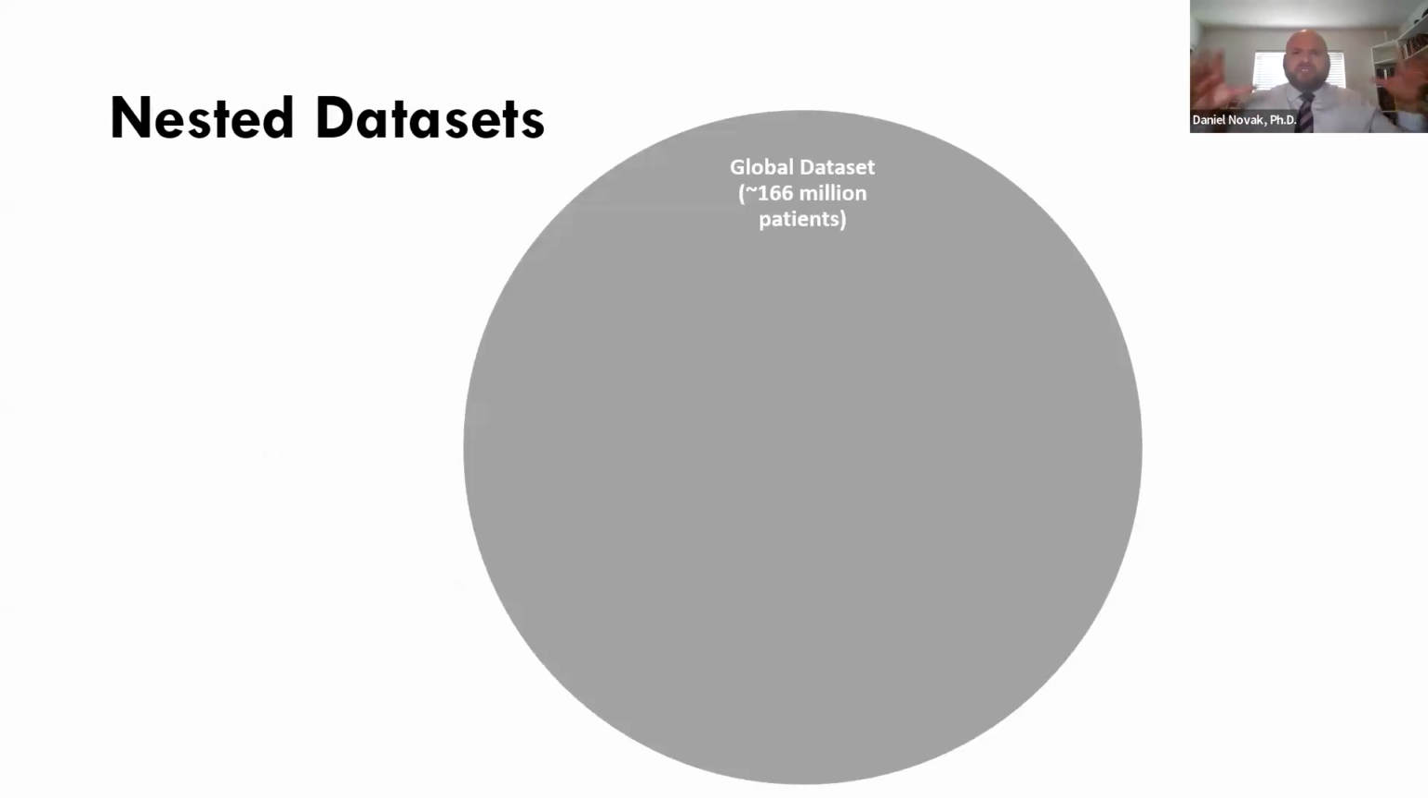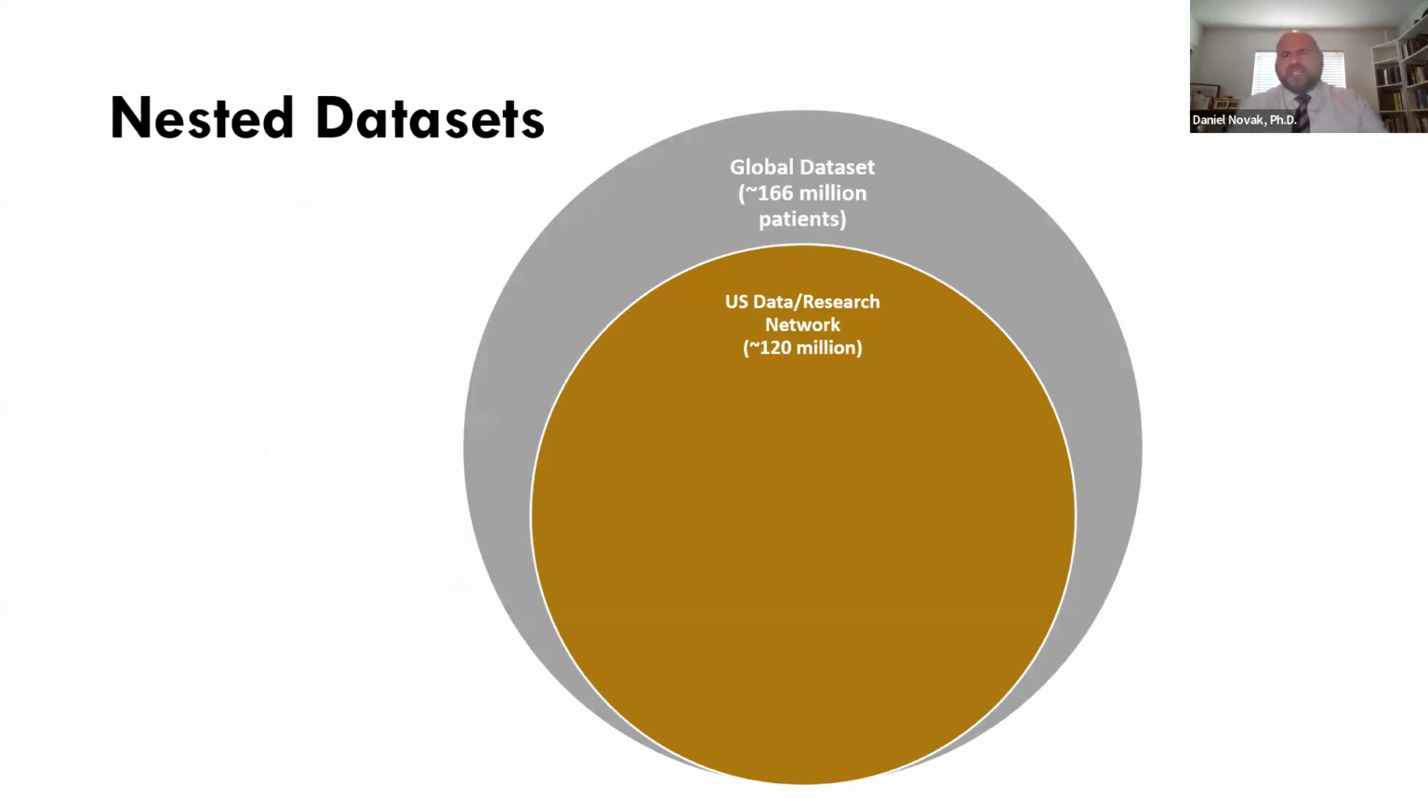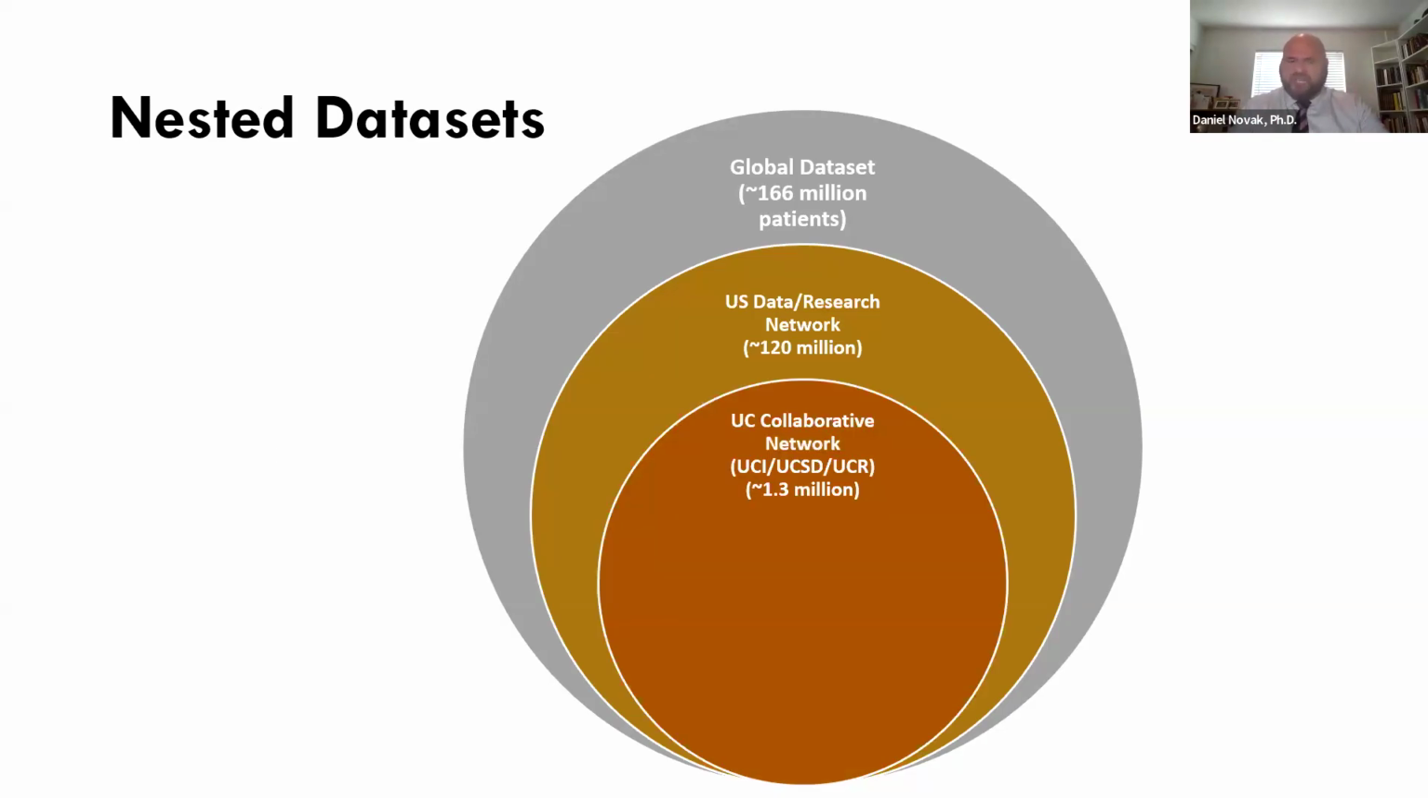Let's talk about how the data is structured. We've got a series of nested data sets. There's a global data set, which includes the US and all of the partner countries. It has about 166 million patient records in it. The US data network, with its 69 or 70 health networks, has about 120 million patients on any given day.